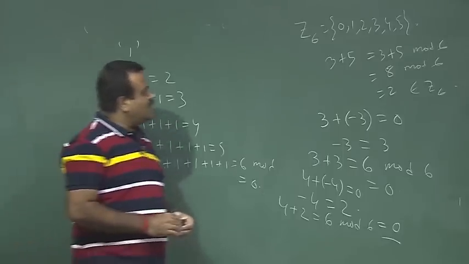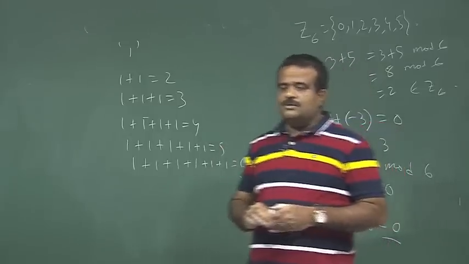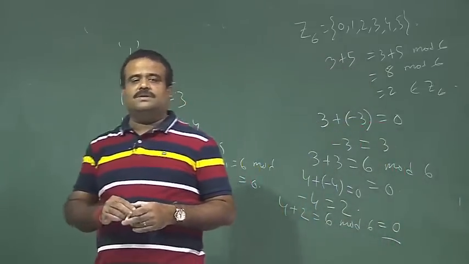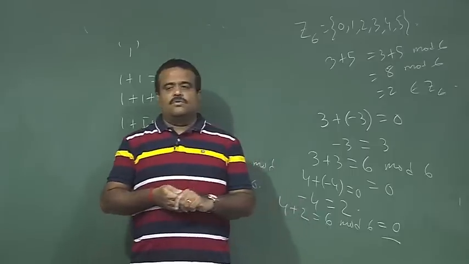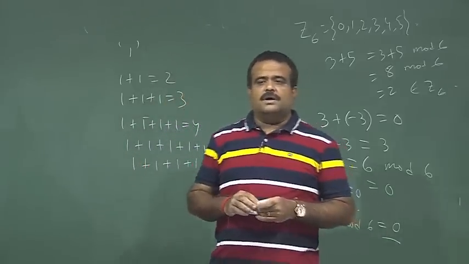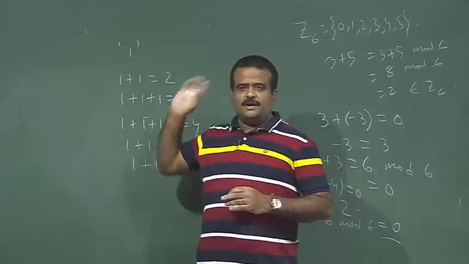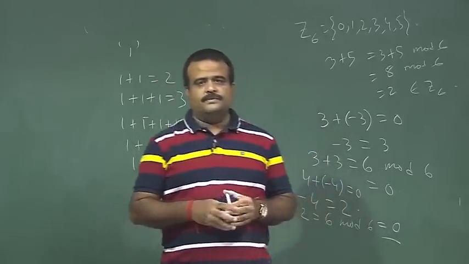So, we have checked the additive sense. We defined the addition over this set. Now, we will talk about the multiplicative sense, whether it is a group under multiplication or not. That we will talk about, and we will see that in general, in the multiplicative sense, Zn is not a group. So, we will see that.